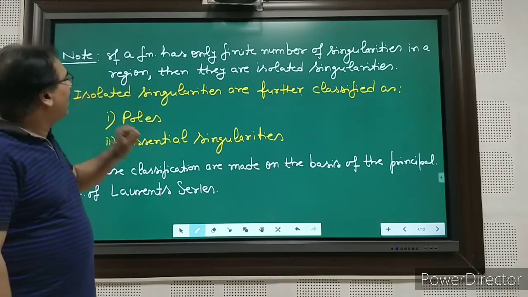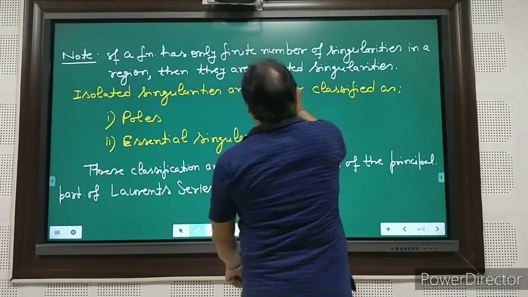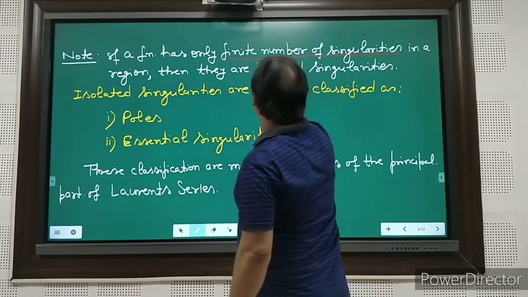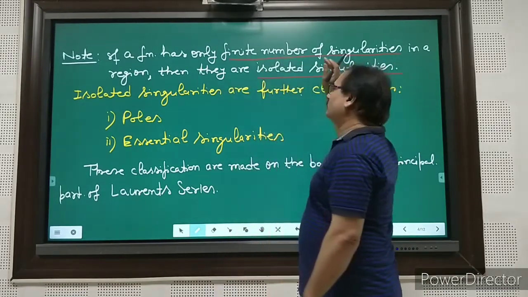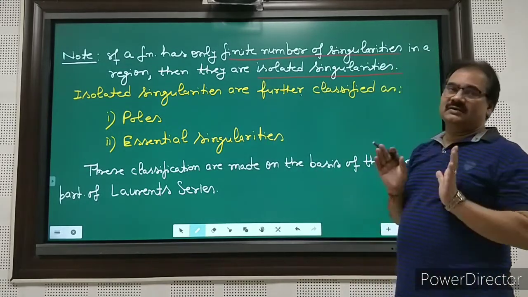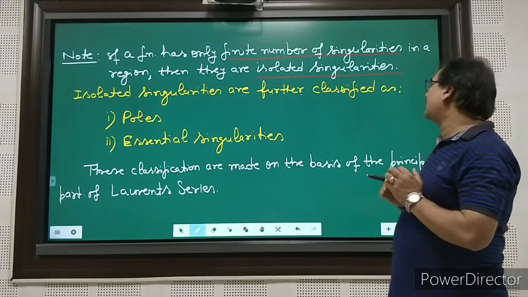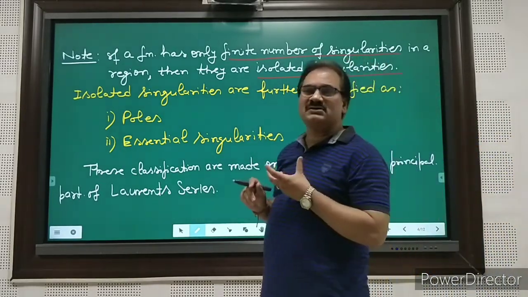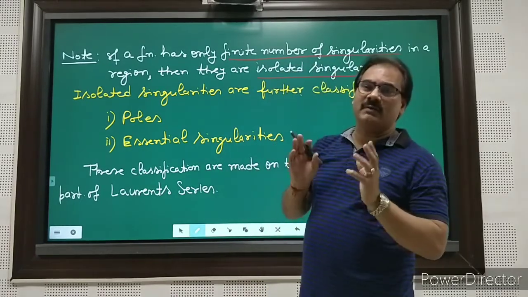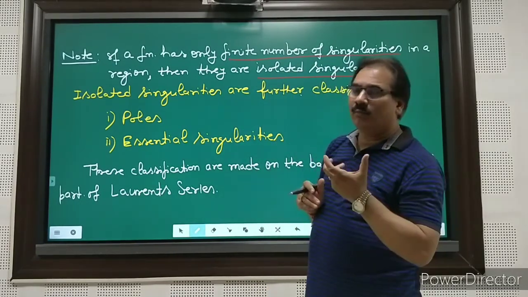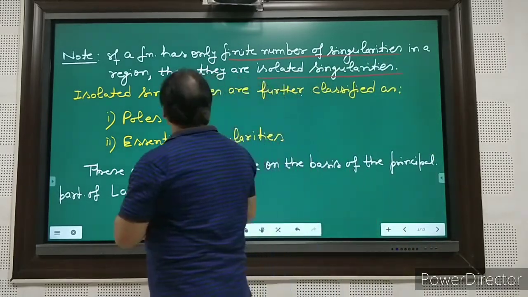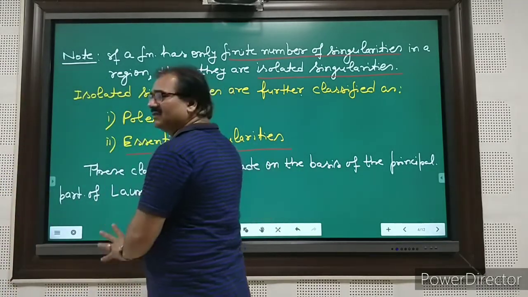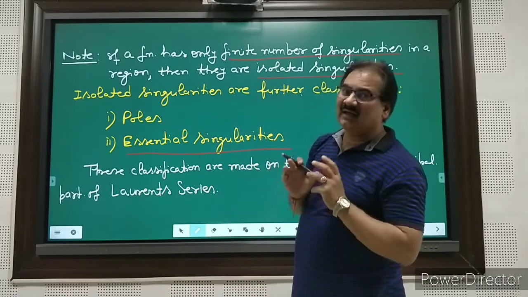Now, if a function has only a finite number of singularities in a region, then they are isolated singularities. Isolated singularities are further classified; there are two kinds. The first kind is very famous, called poles. And the second type is called essential singularities. So one is called a pole, another is an essential singularity.